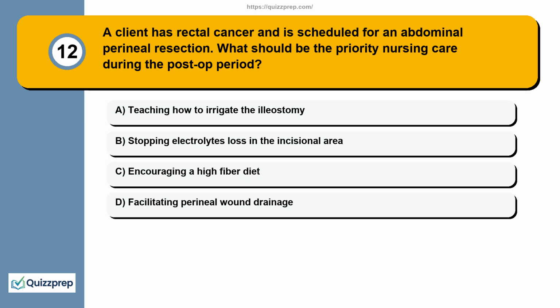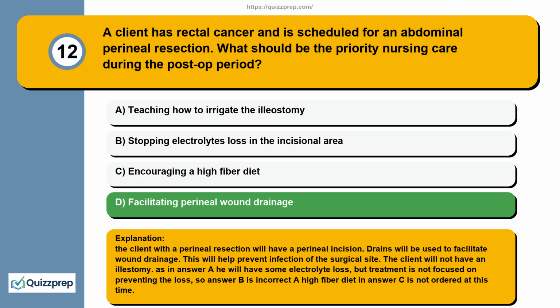Question 12. A client has rectal cancer and is scheduled for an abdominal perineal resection. What should be the priority nursing care during the post-op period? Teaching how to irrigate the ileostomy, stopping electrolyte loss in the incisional area, encouraging a high-fiber diet, facilitating perineal wound drainage.